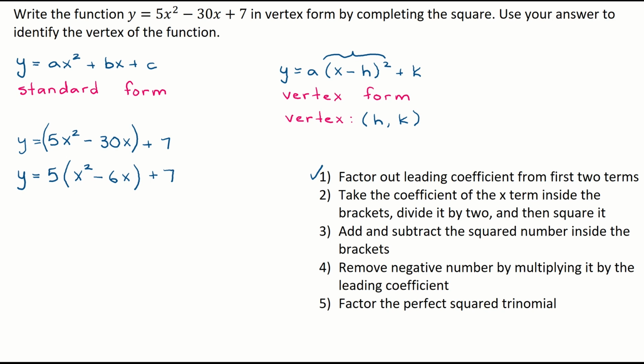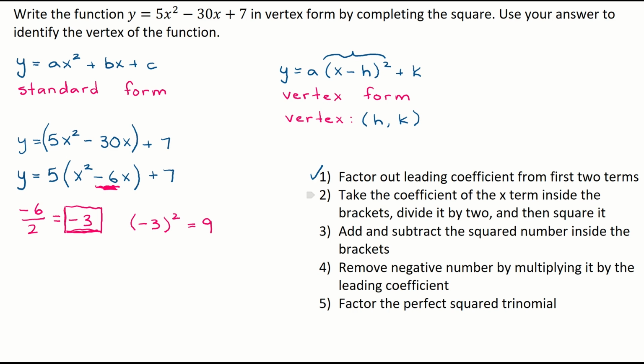The next thing I'm going to do is take the coefficient of the x term inside the brackets, divide it by 2, and then square it. What does that mean? The coefficient of the x term is just the number in front of the x inside the brackets, in this case negative 6. I divide negative 6 by 2, which gives me negative 3. Then I square that negative 3, which gives me 9. The negative 3 is important, so I'm going to stick it in a box because we'll use it later. Don't forget about that negative 3.